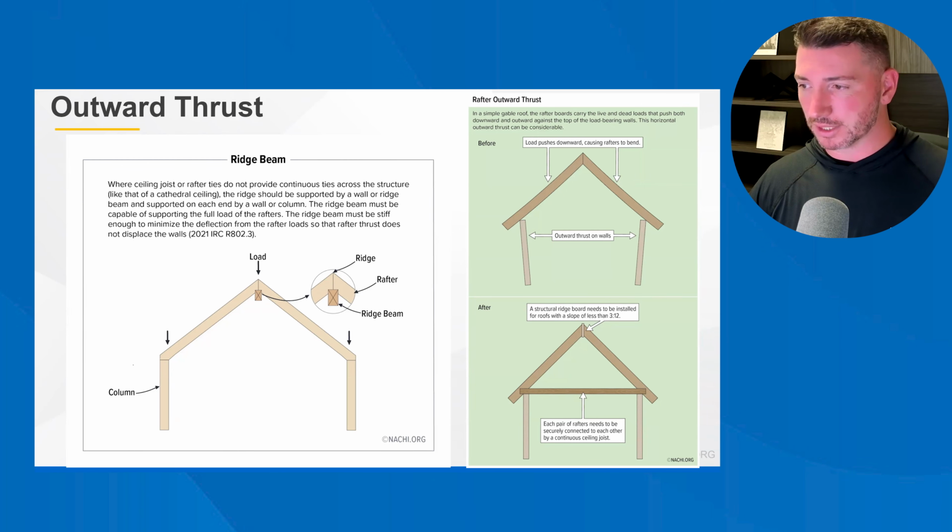not displace the walls. And again, as you can see, that load is going down, and because of the angle of the roof, if that load starts to sag up where the ridge is, it's going to push those outer walls out. And you can see that in the diagram on the left, outward thrust on walls. So that rafter tie really, if it's fastened to the rafters, helps reduce that outward thrust. And a structural ridge board needs to be installed for roofs with a slope less than 3 in 12. That helps the rafters not have the ability to pull apart from one another.